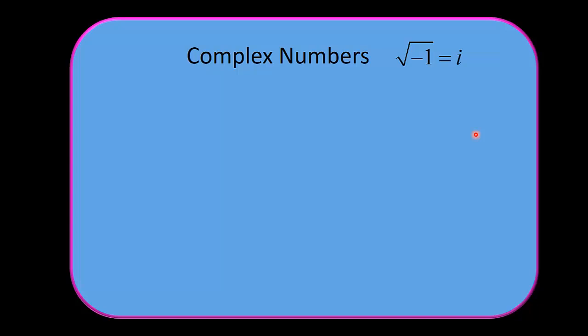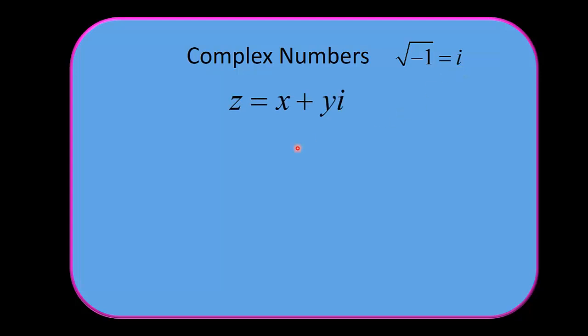Let's take a look at complex numbers. Now, probably when you think of a complex number, you associate it automatically with the square root of -1, i. But let's broaden our understanding a little bit, and think of a complex number this way.